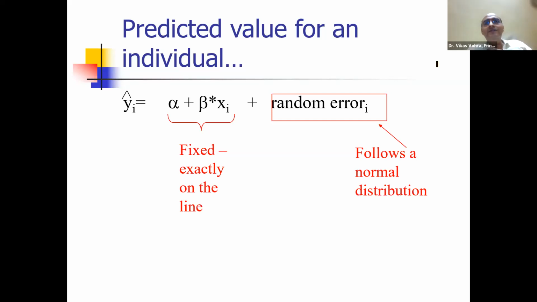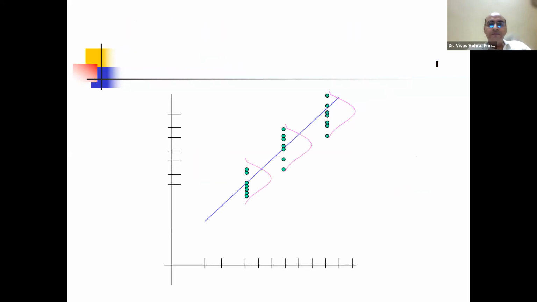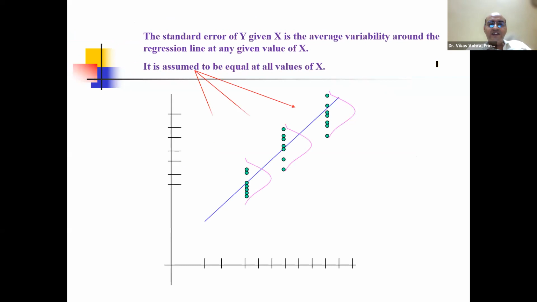It is not the error in the measurement. It is the variation which is not explained by this model, because we have taken into account the regression of only X, but other factors which might have contributed to the variability of Y, the outcome variable, we have not taken into account. So what is the standard error? The standard error of Y given X is the average of all the variability around the regression line. So we have always taken X here.